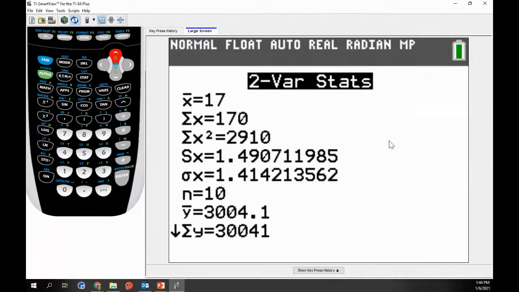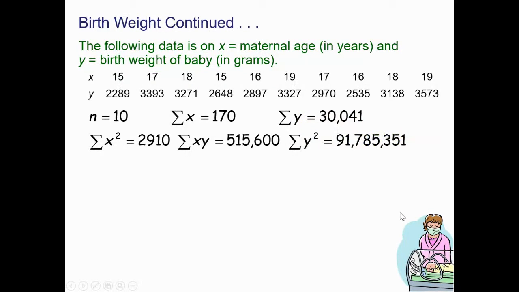So what these values will enable us to do is calculate the predicted regression line, the estimate of the true regression line, using the formulas that we talked about at the top of this page. Okay, so there's our summary statistics. Let's calculate the items they ask us to calculate.